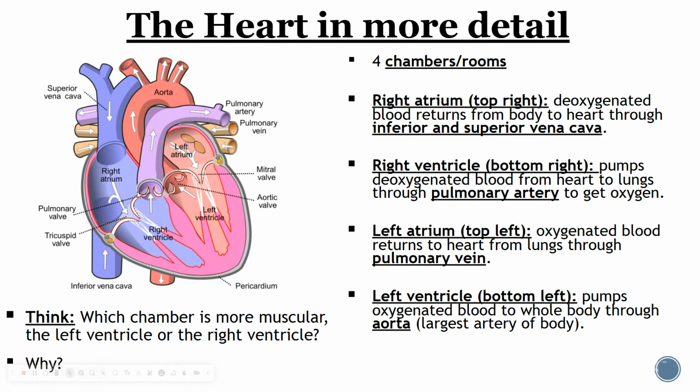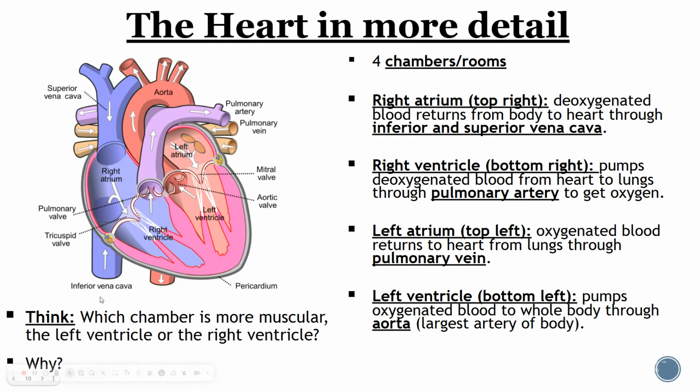So this is the heart cut open. You'll see there's a right side and a left side. Both sides have rooms in them. There's a top room called an atrium here, and an atrium there, and a bottom room called a ventricle here and here. The right top room is called the right atrium, and the bottom room is called the right ventricle. There's a left atrium on the left side at the top, and a left ventricle on the left side at the bottom.